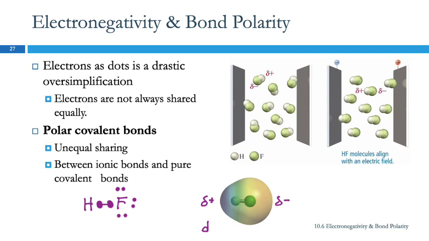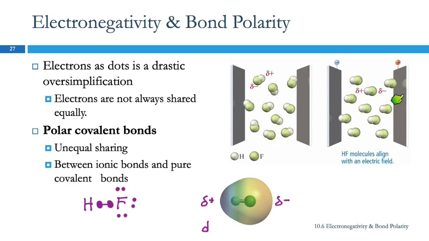So this is called a polar covalent bond. It's covalent because the valence electrons are being shared, but it's polar because we have different ends, like the North Pole and the South Pole are different magnetically from each other. Here, the ends of the molecule are different electrically from each other. So if we just had these, this would be a gas at room temperature. These molecules are just floating around in space.